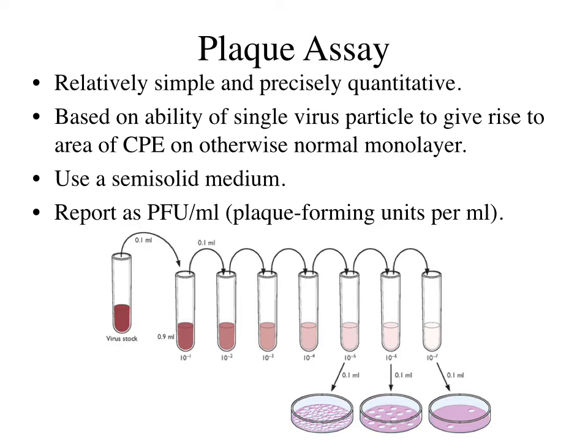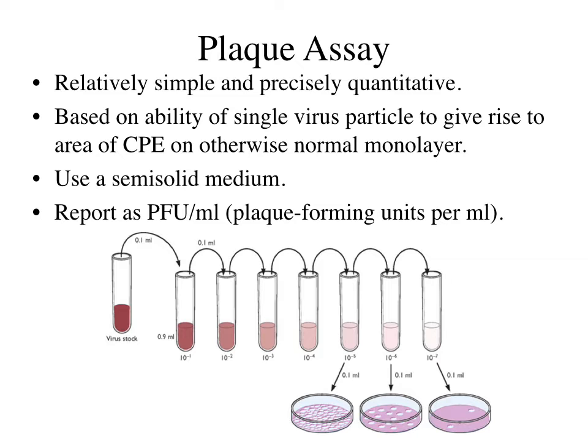The plaque assay is probably the most commonly used infectivity assay out there. It's relatively simple and precisely quantitative. It's based on the ability of a single virus particle to give rise to an area of CPE, the plaque, on an otherwise normal monolayer. There are two keys to this. First of all, you have to use a semi-solid medium. Use semi-solid because if you used a solid medium, the cells wouldn't be able to continue to grow in the monolayer. And you have to do serial dilutions.